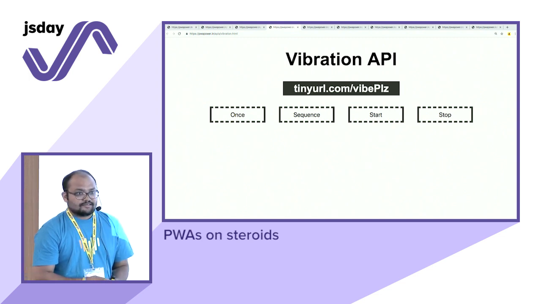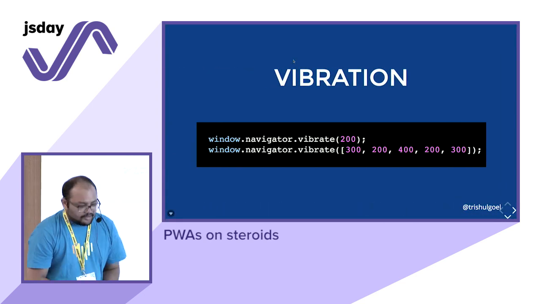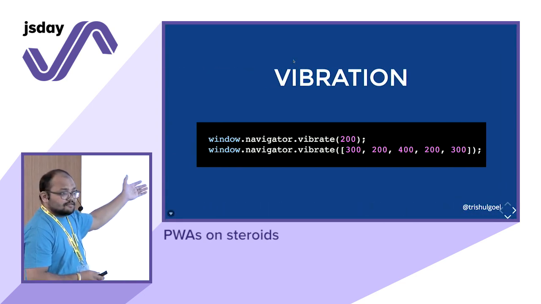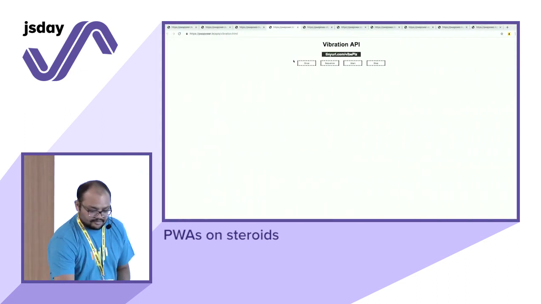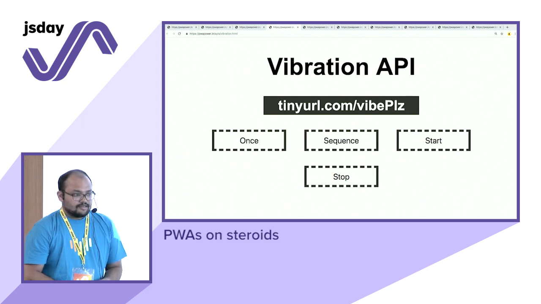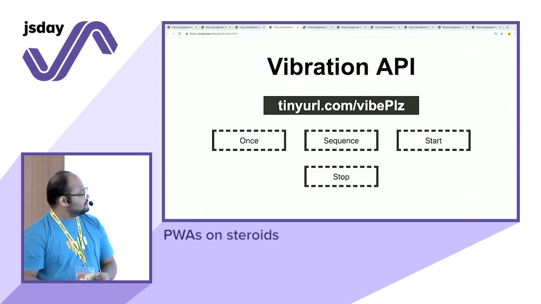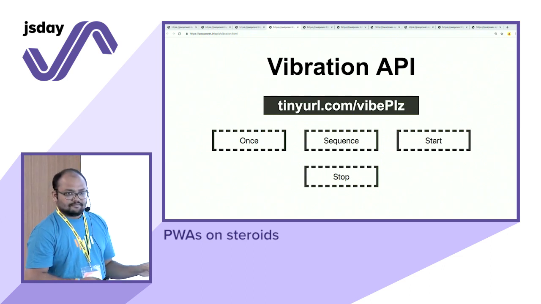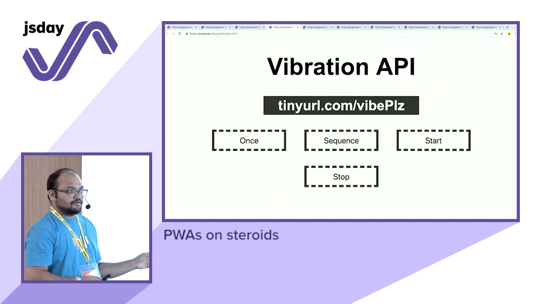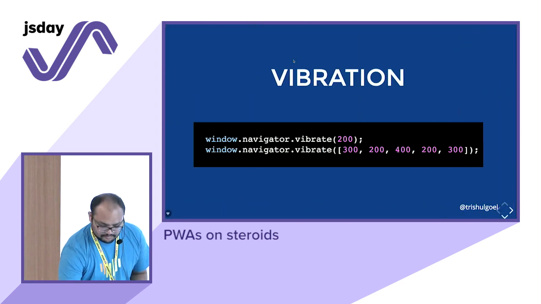And this is one of the simplest APIs. The URL is tinyurl.com/wipe please, PLZ. Fine with everyone? Shall I move? Perfect.